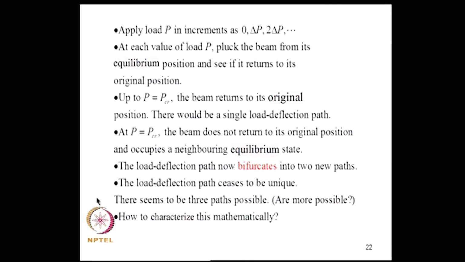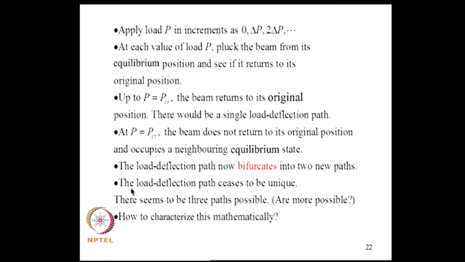So, what we are doing is we are applying load P in increments as 0, delta P, and so on. At each value of P we pluck the beam from its equilibrium position and see if it returns to its original position. Up to P equal to P critical, the beam returns to its original position, there would be a single load deflection path. At P equal to P critical, the beam does not return to its original position and occupies a neighboring equilibrium state. We say that the load deflection path has now bifurcated into 2 new paths.